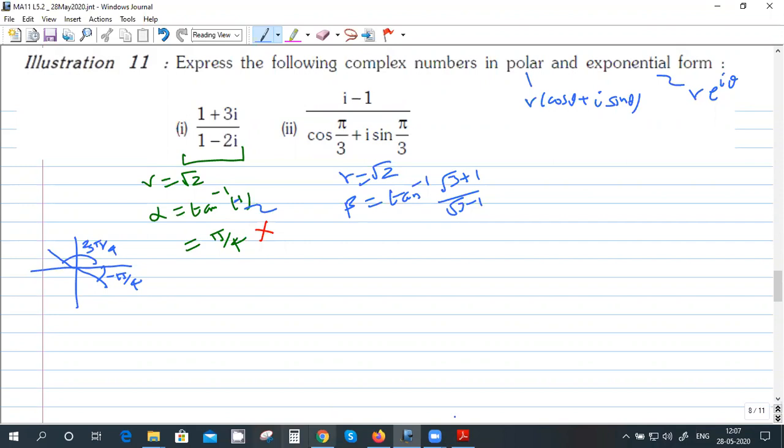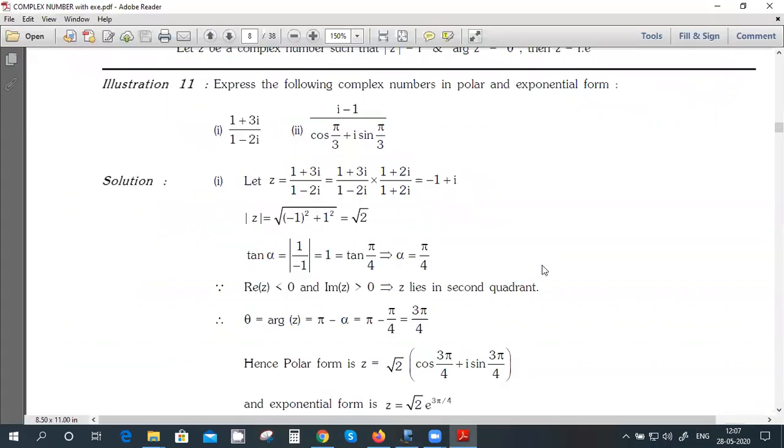Okay. First one, this is what you have done, right? Multiply by conjugate. So minus 1, plus 1. So r is √2 and alpha is... okay. And then you have to find the quadrant. Okay, just not tan inverse y by x. Other than that, there is one more information. Real part is less than 0, and imaginary part is positive. So it's in the second quadrant. It cannot be the fourth quadrant. Okay.